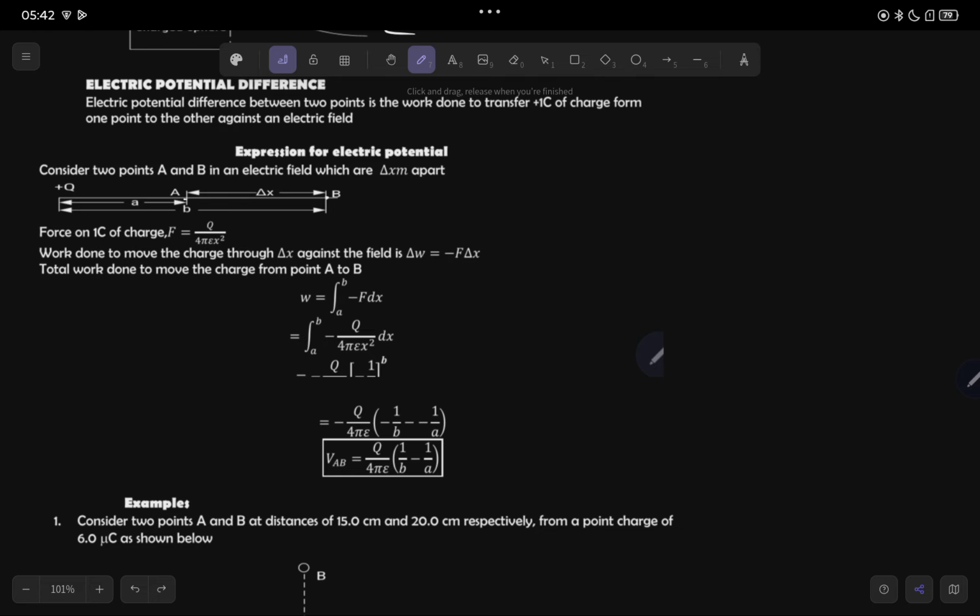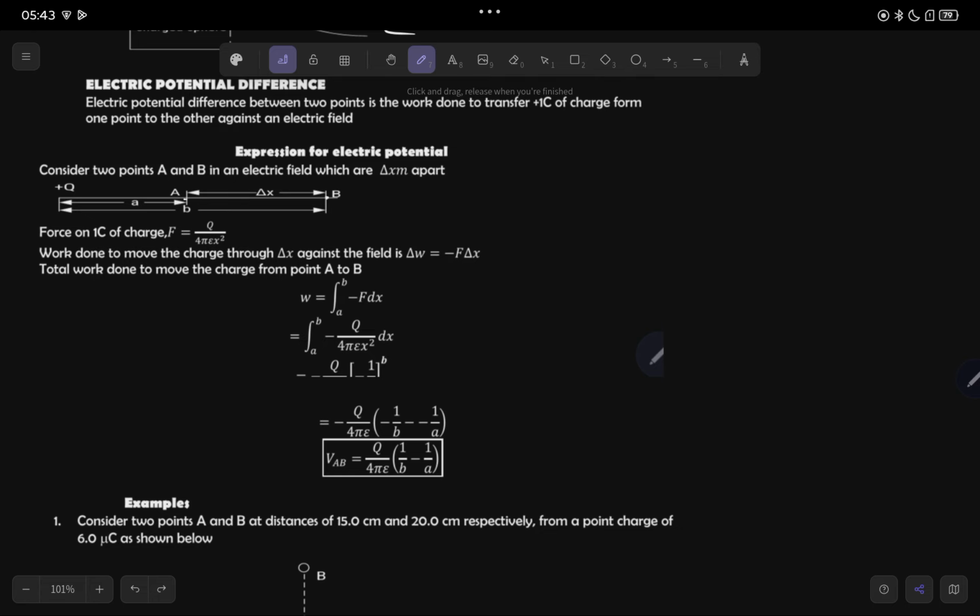Let us begin by considering 1 coulomb charge. In our final expression, we shall see we can get the electric potential at A, get the electric potential at B, and subtract them. It also works that way. Alternatively, we can just integrate the work done directly in moving a charge from point A to point B.